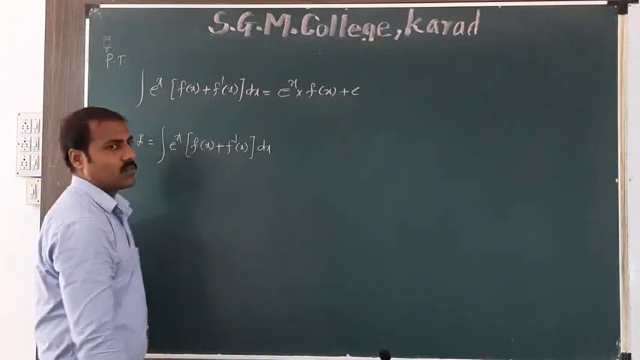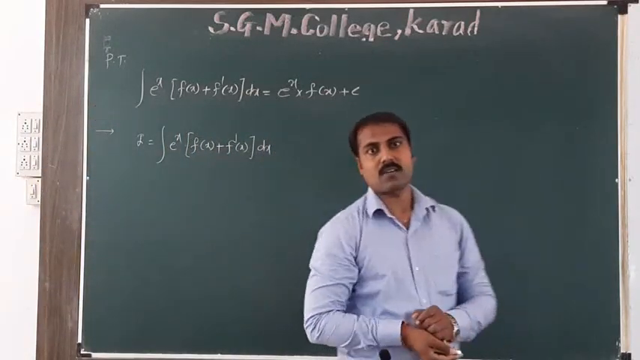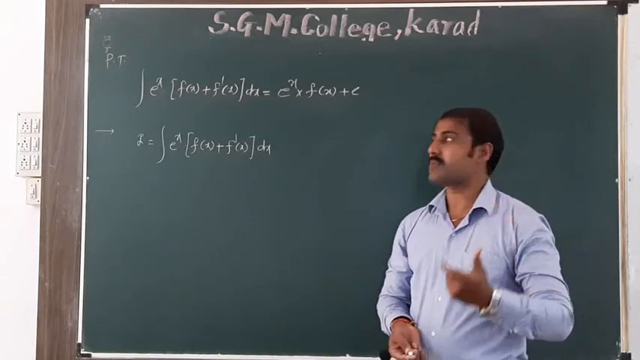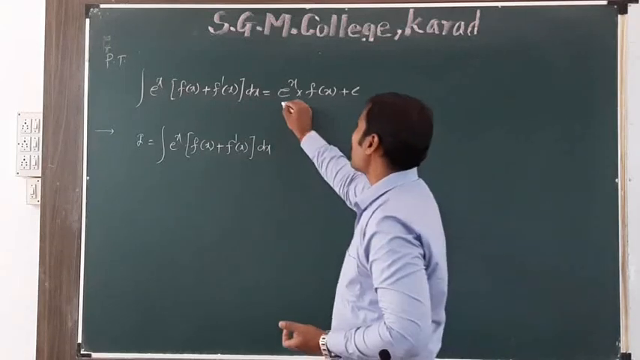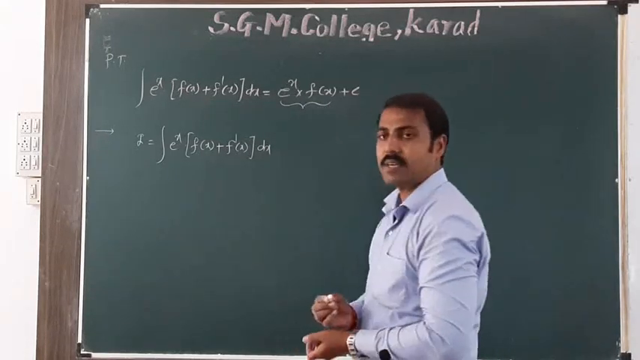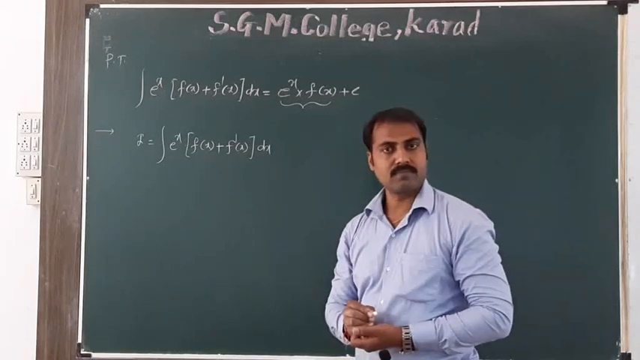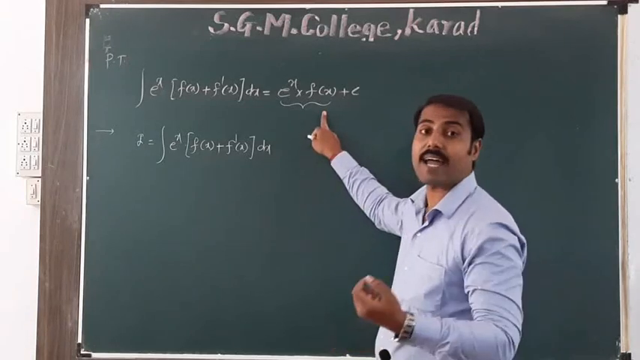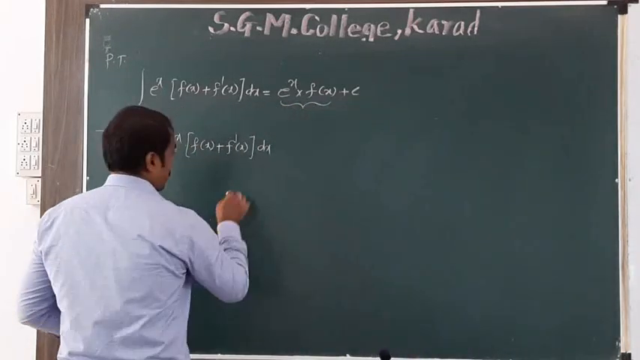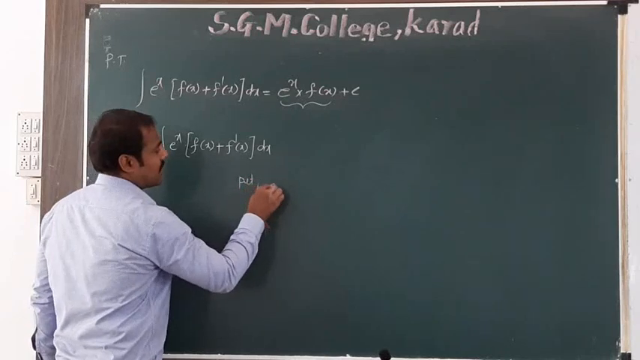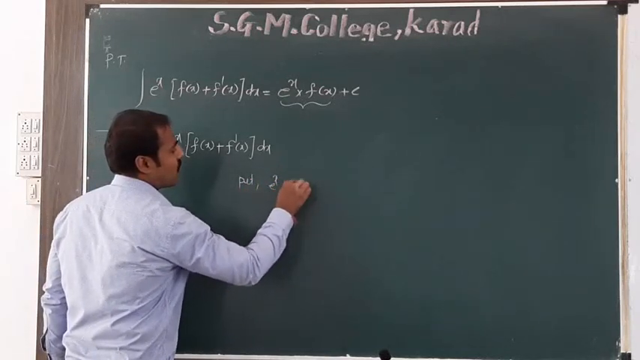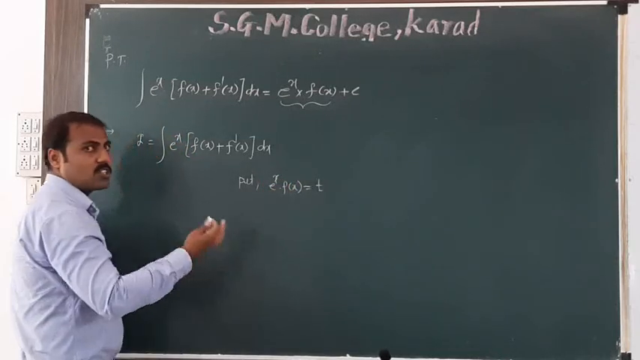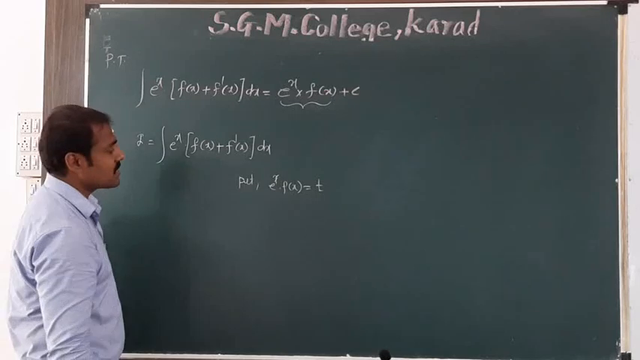We can prove this corollary by two or more methods, but one of the simplest methods is here. The answer is e raised to x into f of x, so put that function as a new variable. I can put e raised to x into f of x is equal to t. Substituting e raised to x into f of x is equal to t.